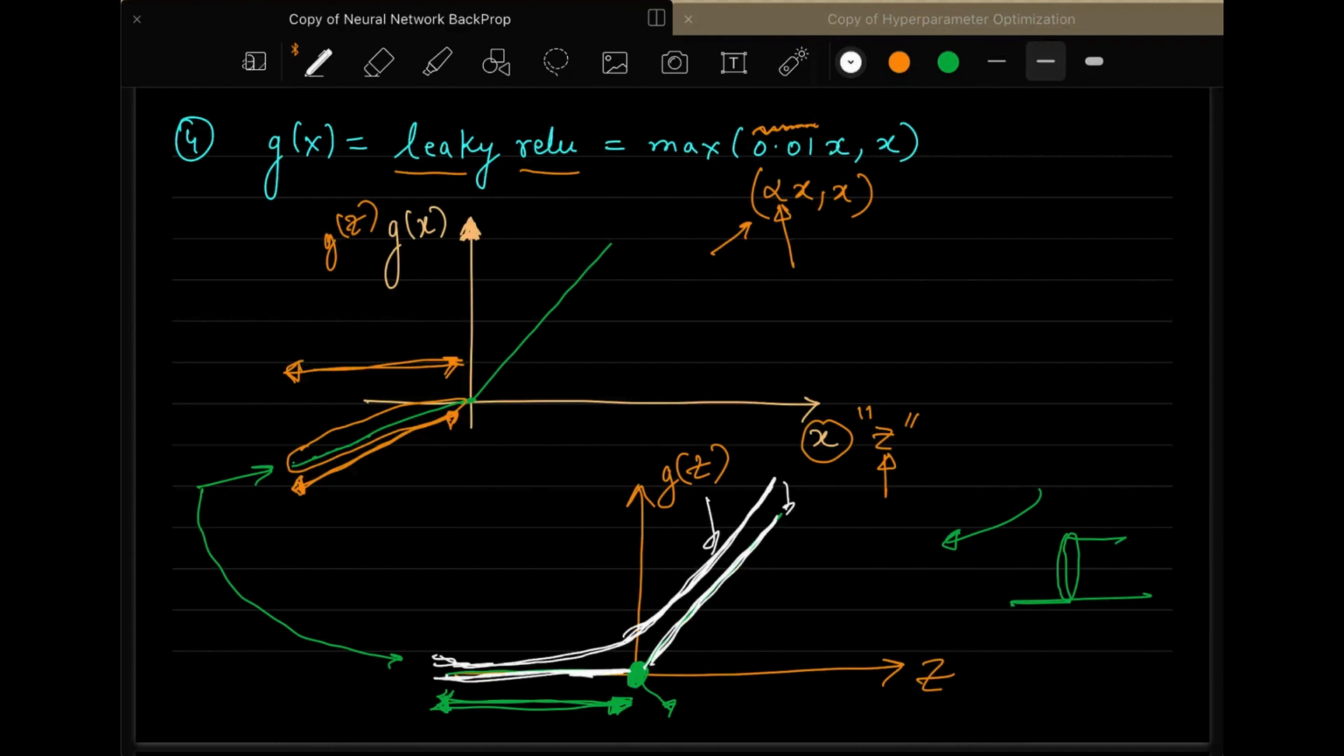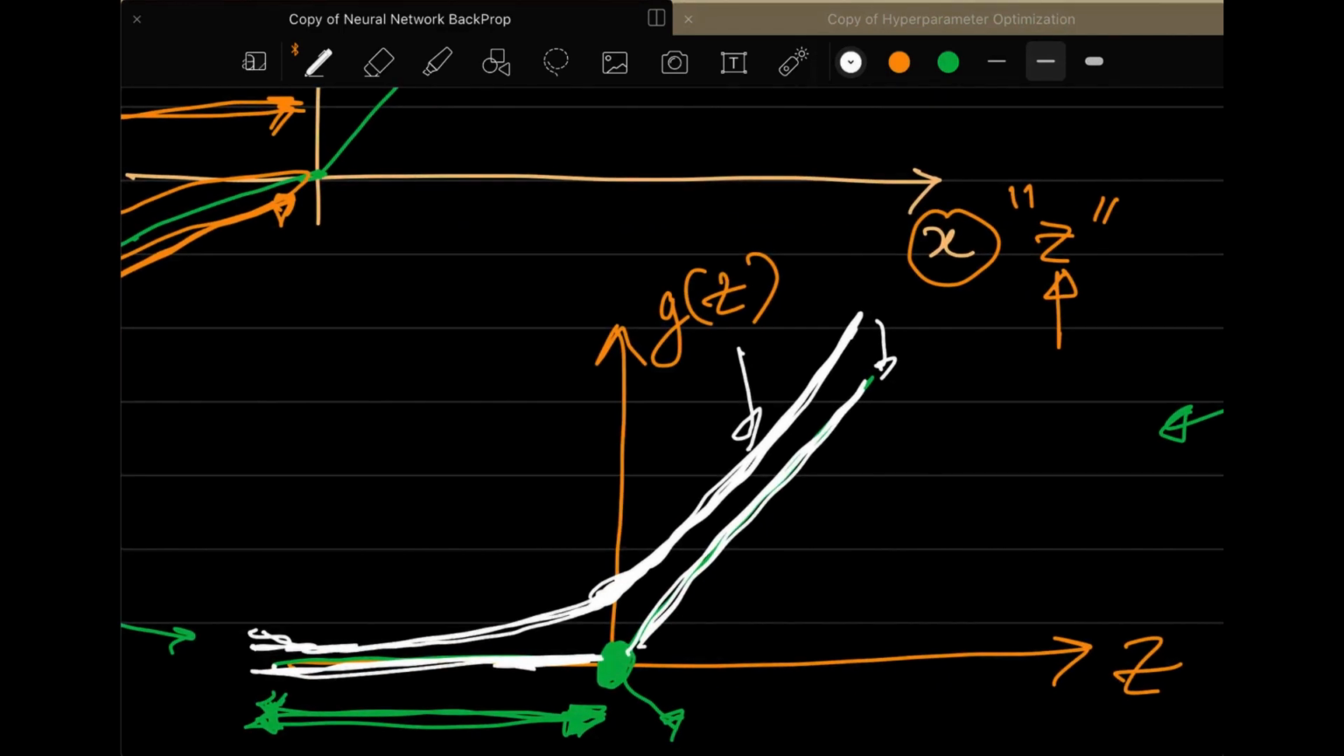There is no piece, and you can observe that the derivatives at all the points in this particular curve will always exist. And this difference, which is seen over here, will be very small. So that's why we are saying it's an approximation of this curve.